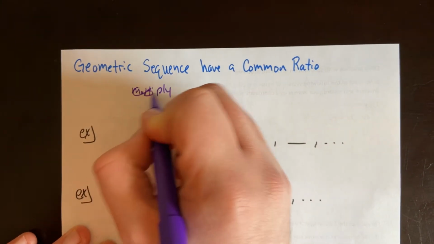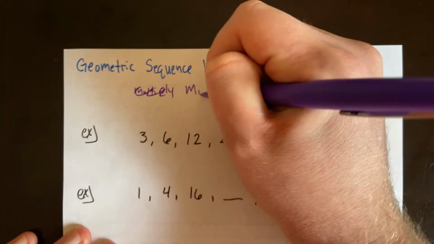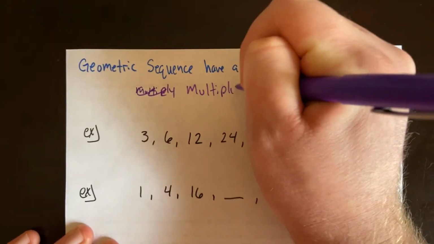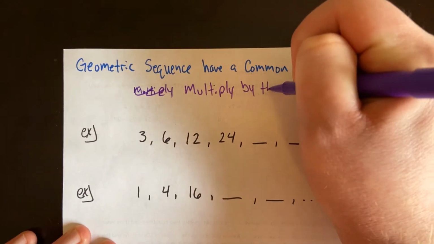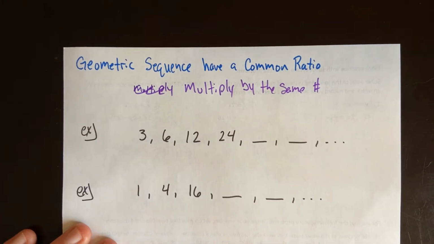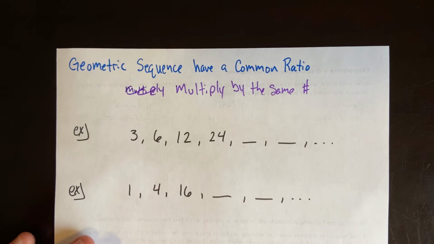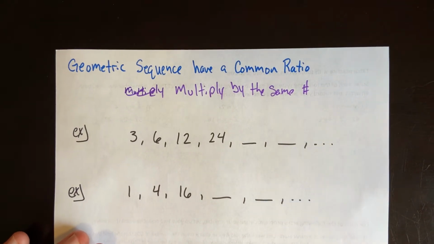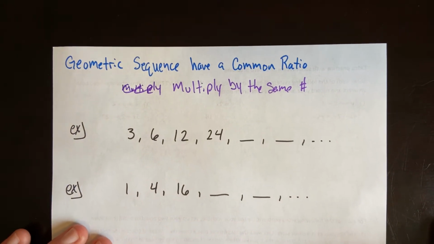And all that means is it's going to be multiplying. Sorry, I wrote that pretty small. We're going to multiply by the same number. So it's not going to be going up by the same exact number. It's going to be multiplied by the same number every single time.